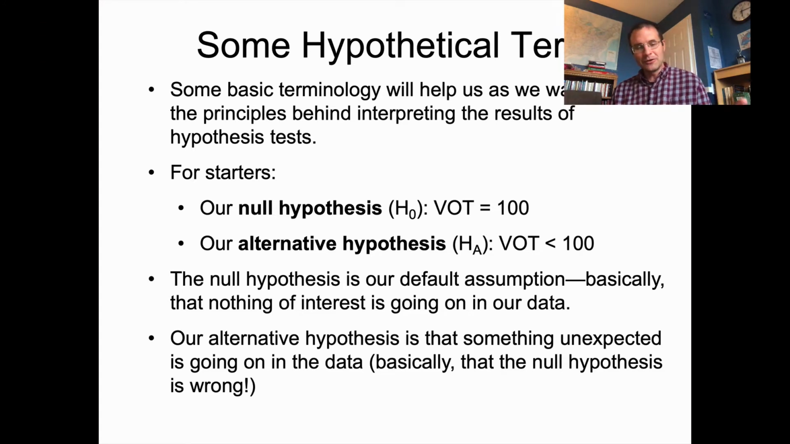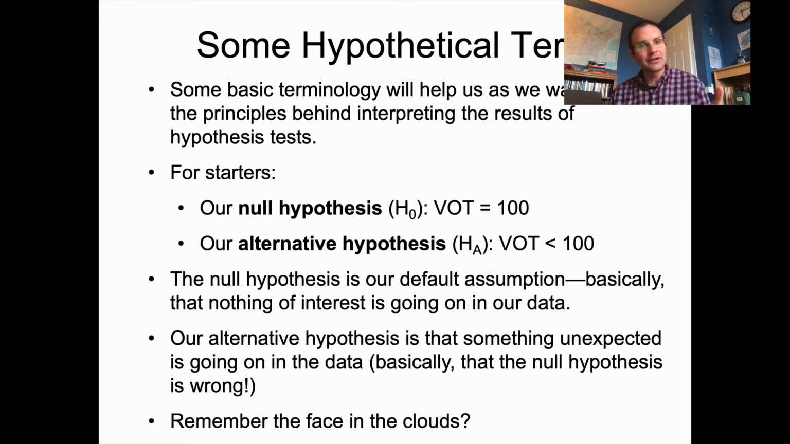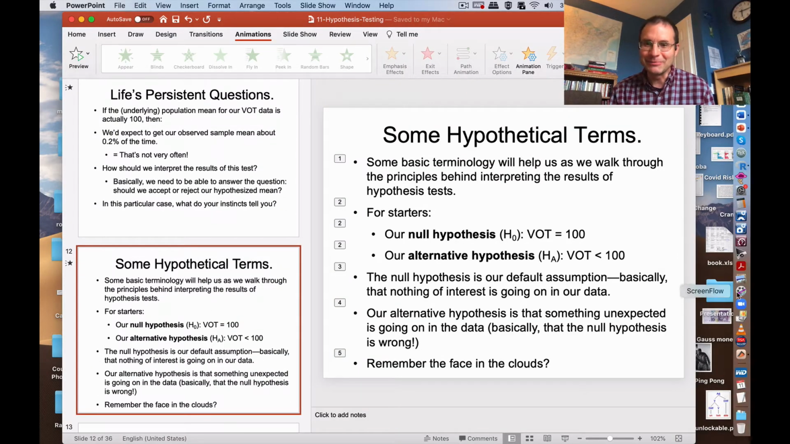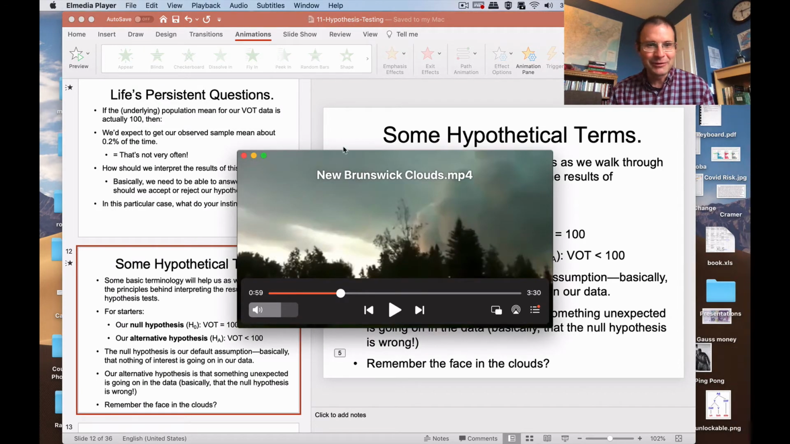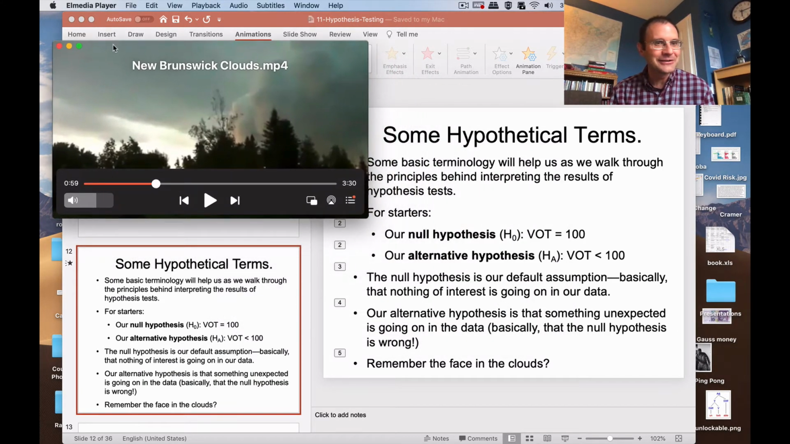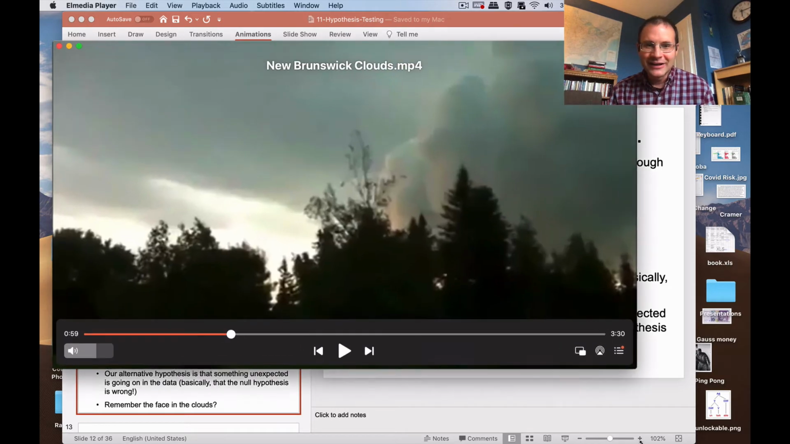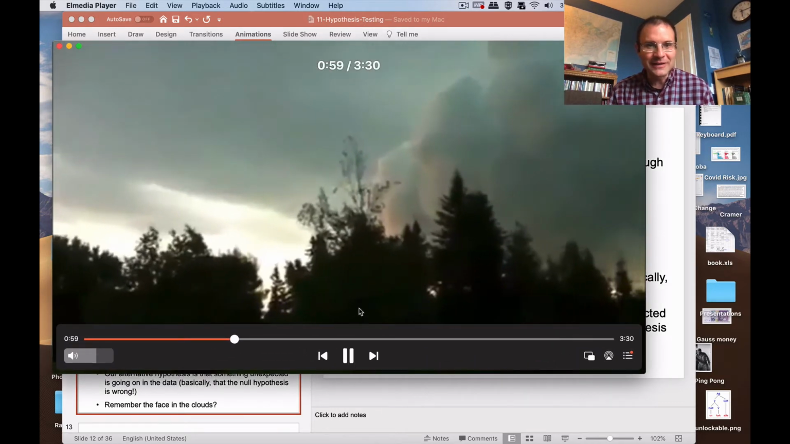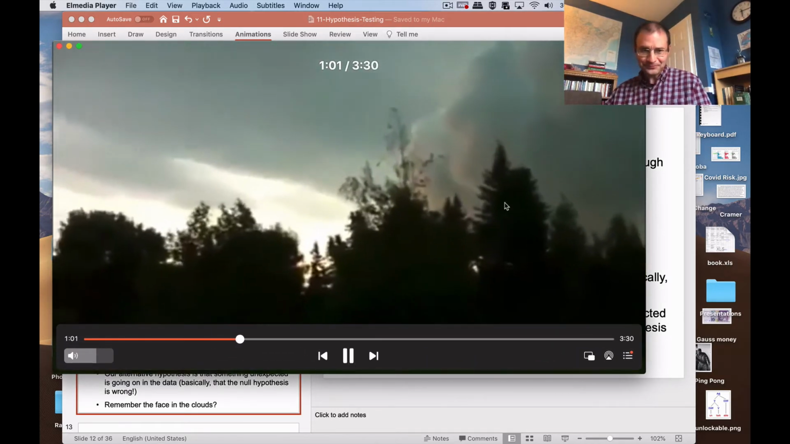And I want to go back to another example of how to think about this. If you remember, I showed you that video of the face in the clouds in New Brunswick a couple of lectures ago. I'll show it to you to jog your memory in case you've forgotten. But remember, there's this dude out filming the clouds in a thunderstorm behind his house in New Brunswick for whatever reason, and then this face emerges eventually.